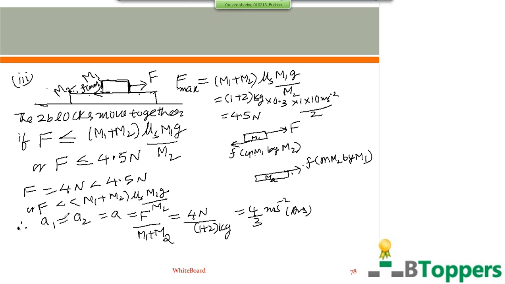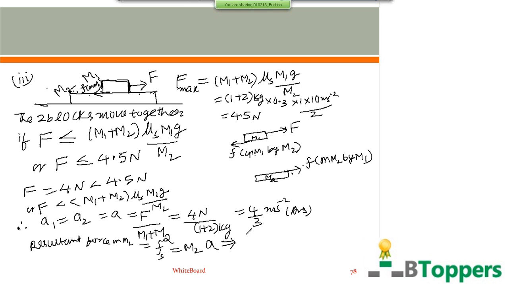When the two blocks move together with a common acceleration with no relative motion between them, this friction can be called static friction. So the magnitude of the resultant force on M2 is equal to the magnitude of static friction. The magnitude of the resultant force on M2 is the same as the magnitude of static friction on M2 by M1. From Newton's second law, that is equal to the product of its mass and acceleration.